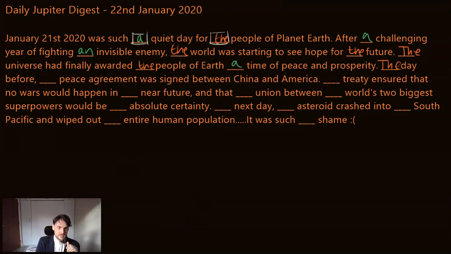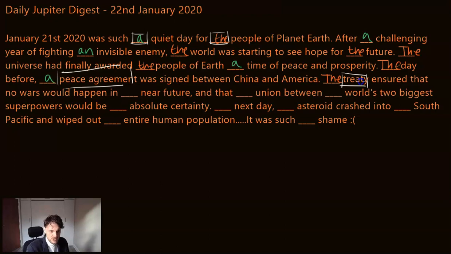A peace agreement. You can count peace agreements, singular countable noun. We haven't mentioned it yet. So it's still general. Was signed between China and America. The treaty. Okay, now this is where you might have stumbled. A treaty is a peace agreement, so it is the second time we're talking about it. Peace agreement and treaty actually refer to the same thing. If you slipped up, don't worry.